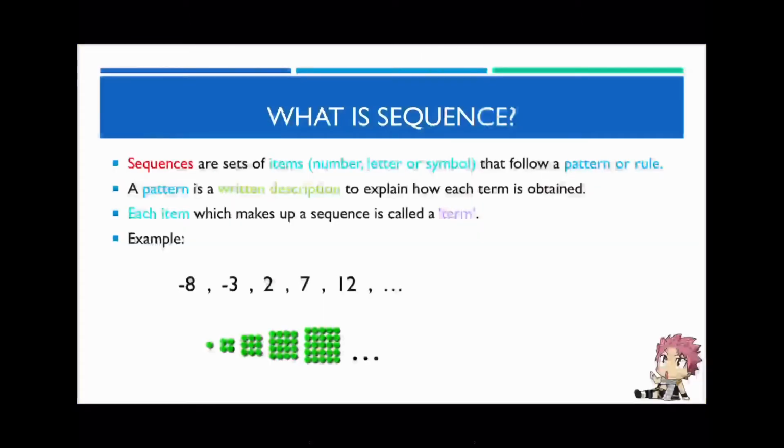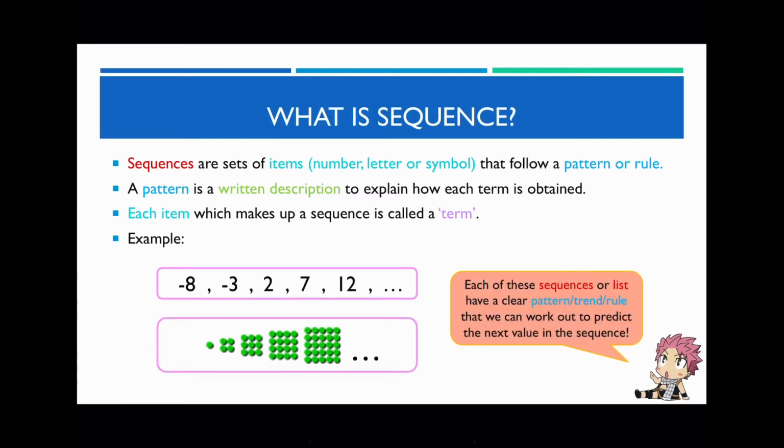So the first part of today's lesson is understanding what a sequence is. A sequence is a set of items, and an item could either be a number, a letter or a symbol that follows a particular pattern or rule. A pattern is what we refer to as a written description to explain how each successive term is obtained, meaning that the terms are right next to each other. How does one relate to the other, and how does one increase or decrease from the other?